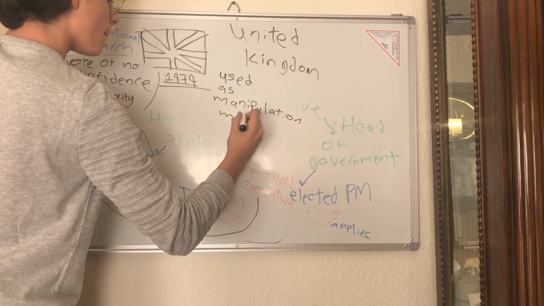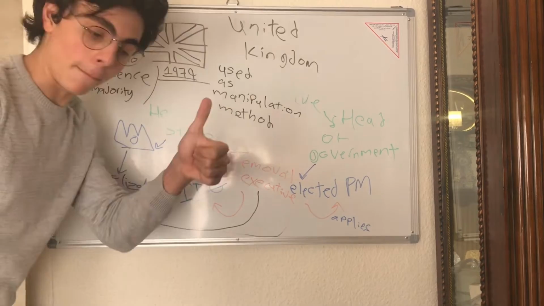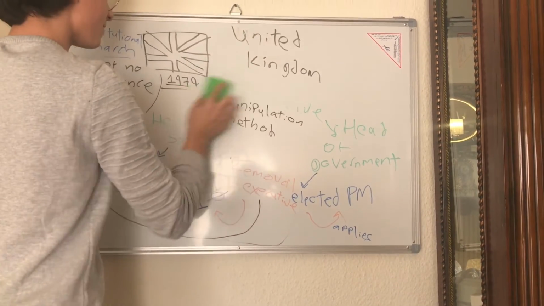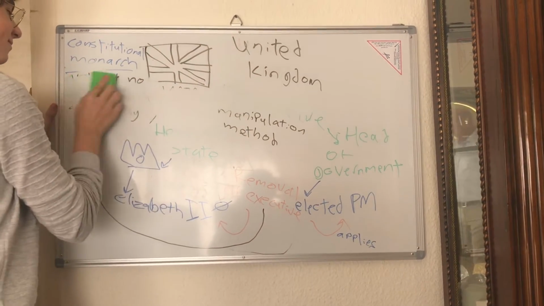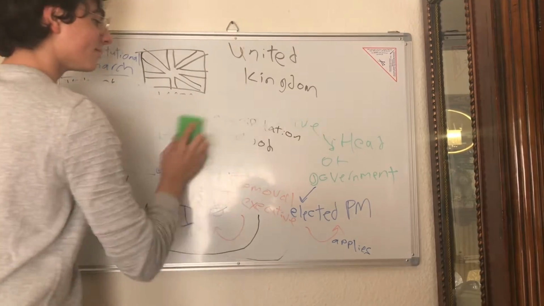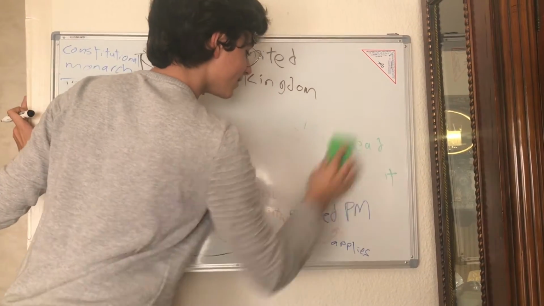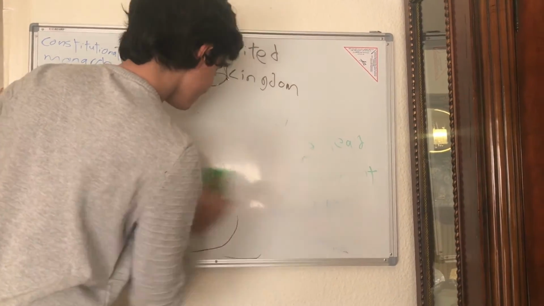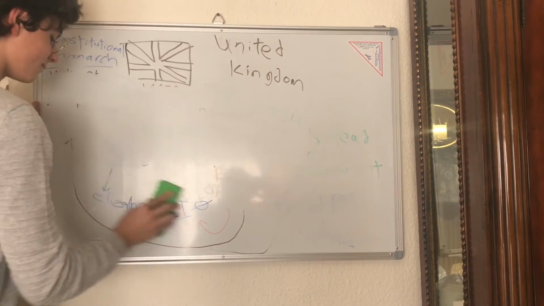The vote of no confidence has been used many times by British prime ministers as a method of manipulation and to pass legislatives that they are backing, which is one of the critiques of this process.